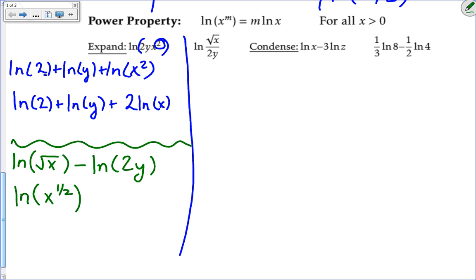Right? What if we had, say, the cube root? What would the power of x be then if it was a cube root? 1/3, okay? And so on, if we had a fourth root, 1/4, that type of thing. So we've taken this a step further.